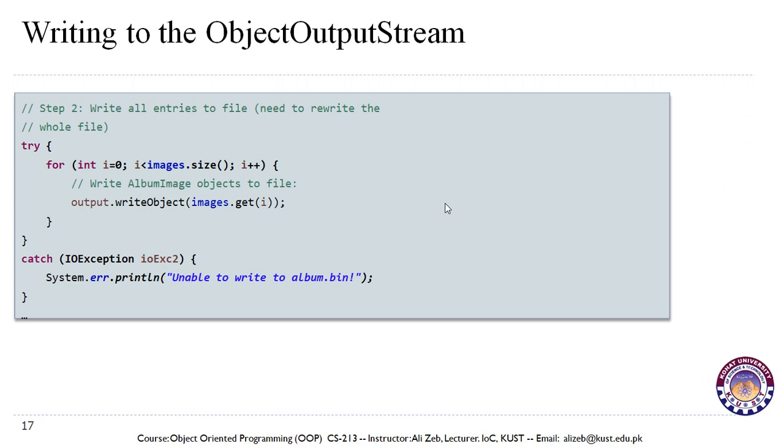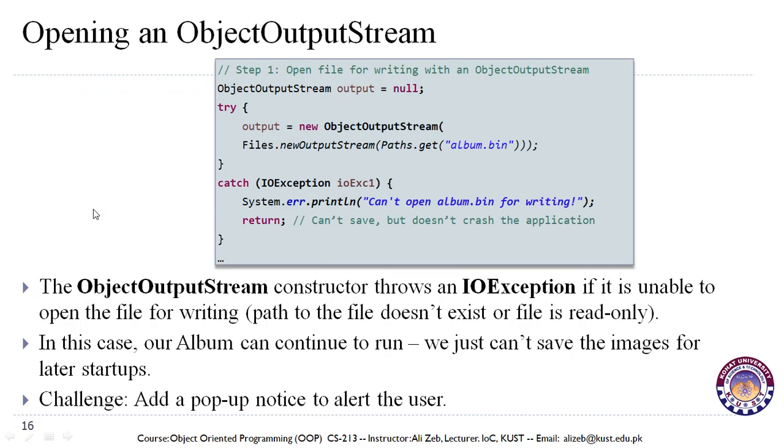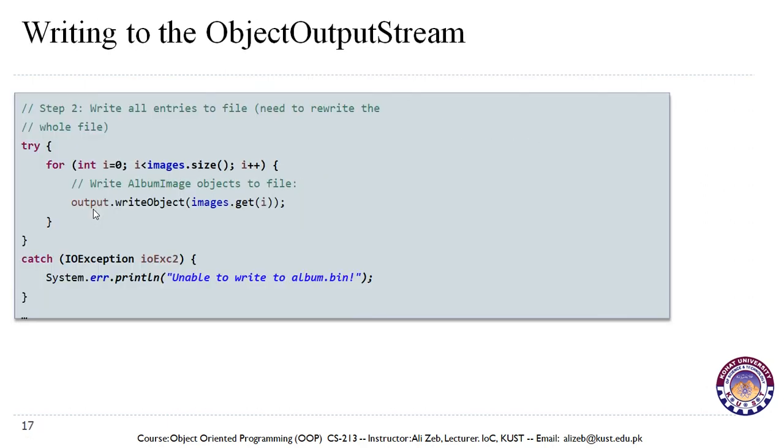Writing to the object output stream, we write all entries to a file and need to rewrite the whole file. For example, we use a loop over here, and then we use the output object that we created on our previous slide to write all of the images one by one to our file using the writeObject method, and we pass each image one by one, and we write that image detail to our file.